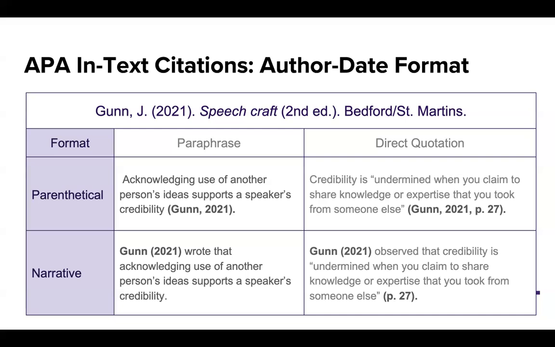One thing you'll notice in both the narrative citations is that I've used past tense verbs. Gunn wrote and Gunn observed. When we write or present in APA style, we are conceptualizing that this author did his work in the past. So we use past tense when we talk about his work.